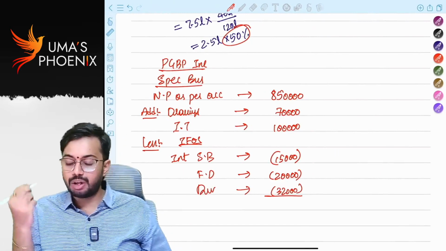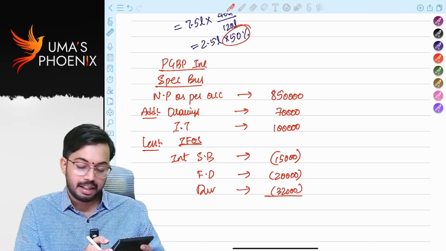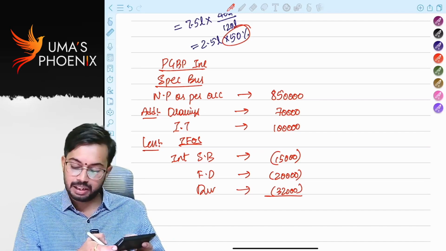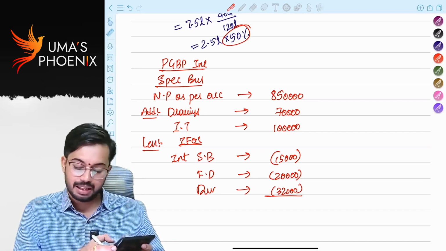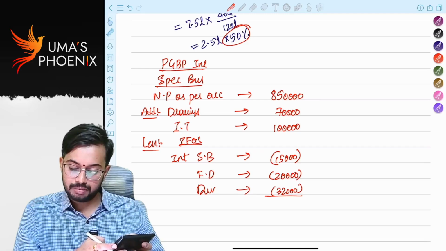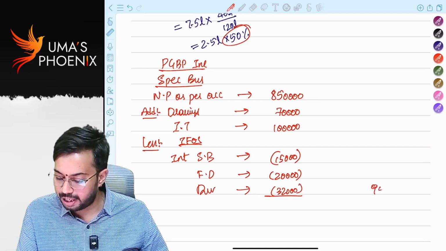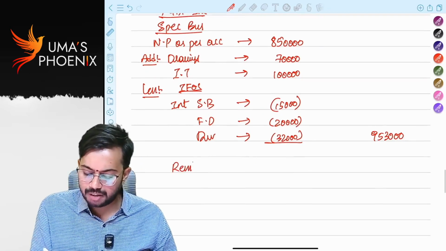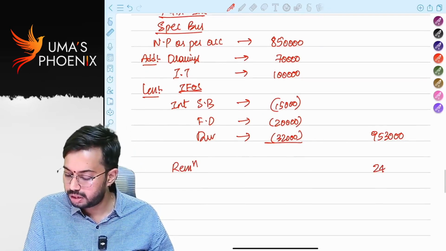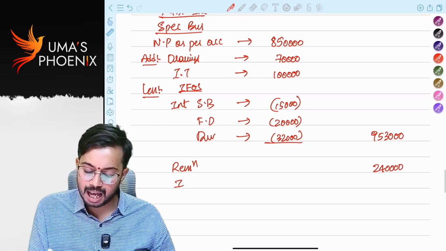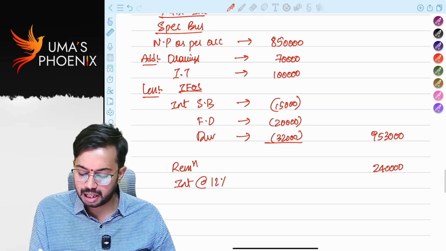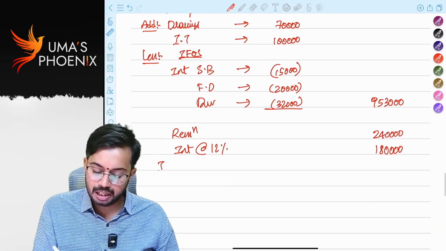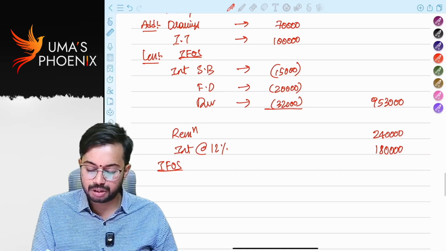32,000. So after reducing all these, how much is income? 8,50,000 plus 70,000 plus 1 lakh minus 15,000 minus 20,000 minus 32,000. 9,53,000. Next, remuneration 2,40,000. Interest on partners capital at the rate of 12%, 1,80,000.